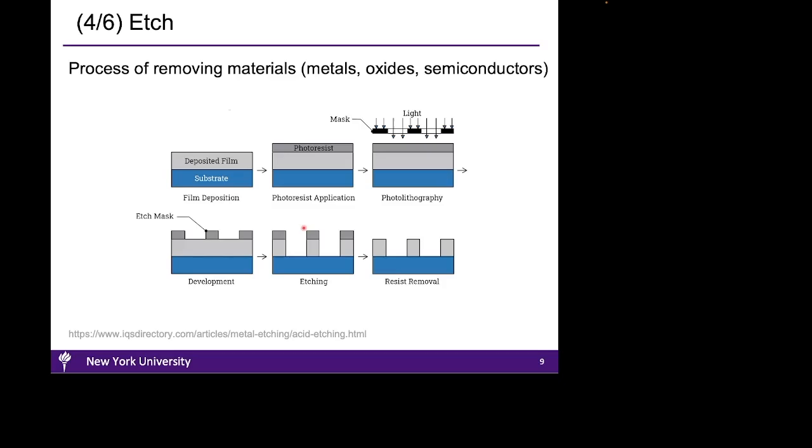Once new layers are formed on a substrate, they may need to be patterned into a particular shape. The process of removing the excess material to shape the layers into desired patterns is referred to as etching. The illustration here shows the process of patterning.